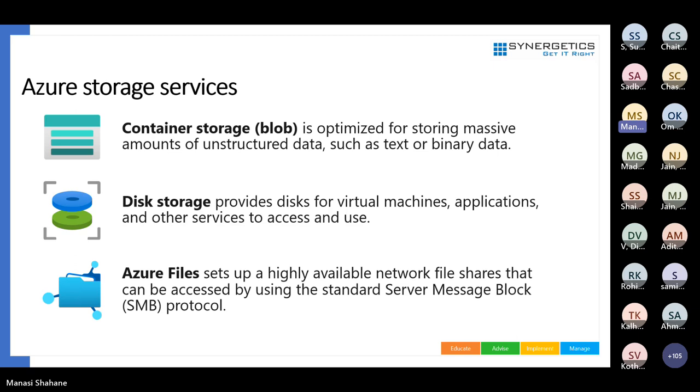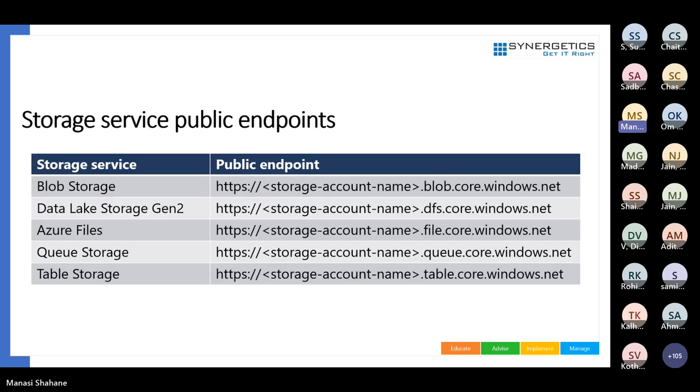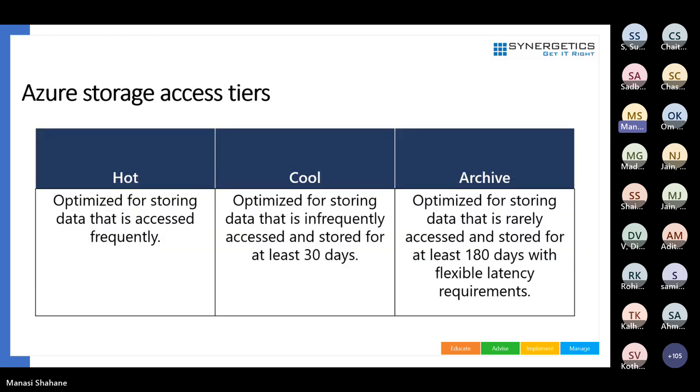Now, apart from this, I told you these are the different storage options that you have. You have block storage, you have data lake. I'll not explain what that is. But you have files, you have queue, you have table storage. Now, if you want to access any storage, Azure has given you four options. Actually, it's not three any longer. There are four access tiers that are there.